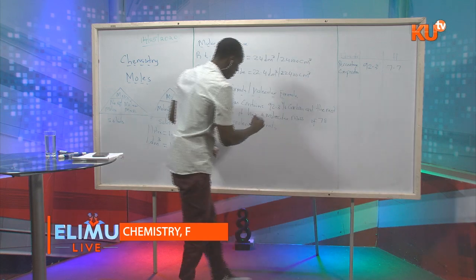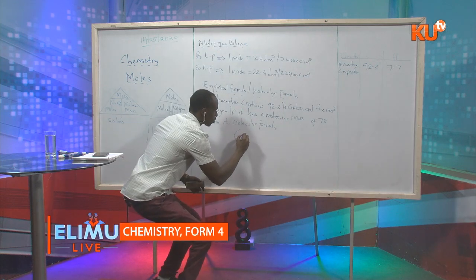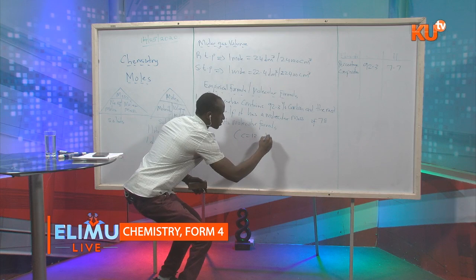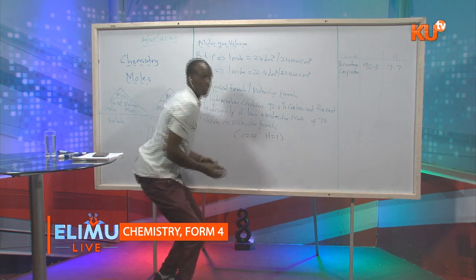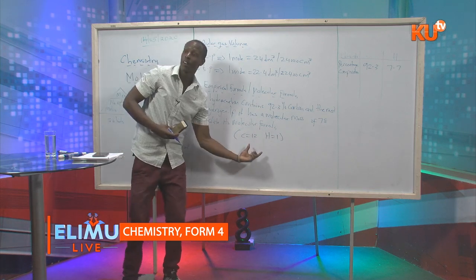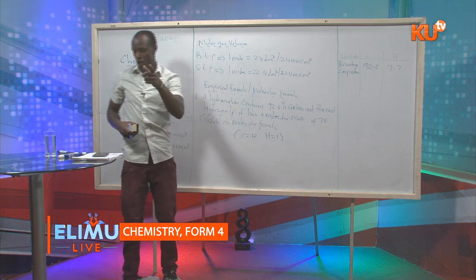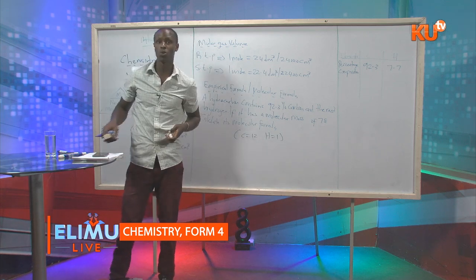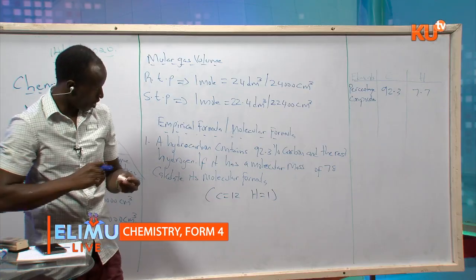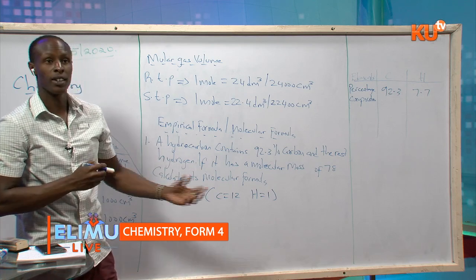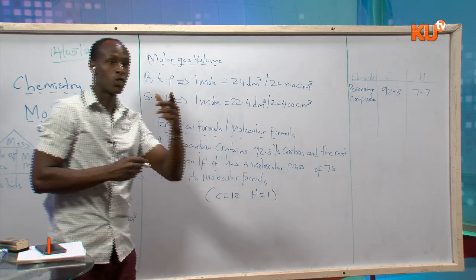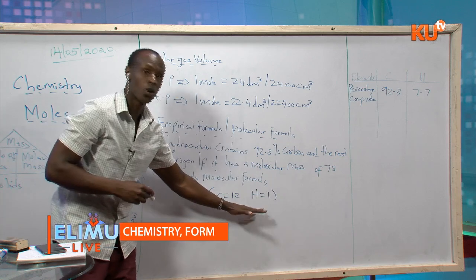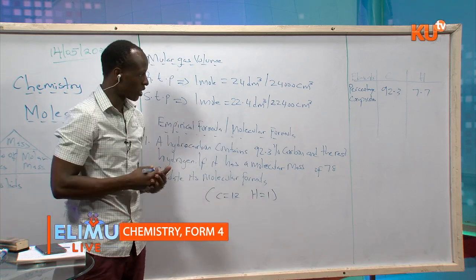Second step, you'll always be given the RAM. So carbon, the RAM is 12. Hydrogen, the RAM is 1. So you don't need to cram the RAM. For you to understand the RAM, go back to your Form 2 topic of periodic table. You'll understand the definition of RAM. But to make it easier for you, you don't have to cram the RAM of each element.